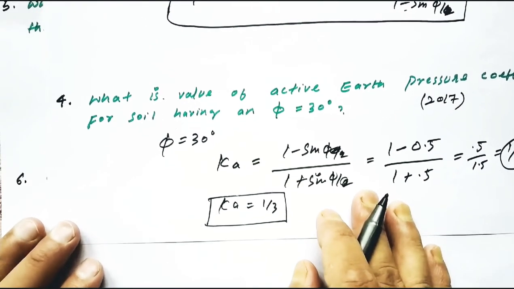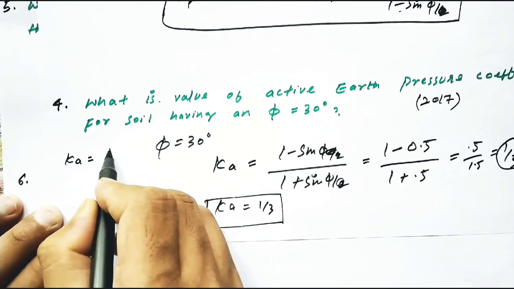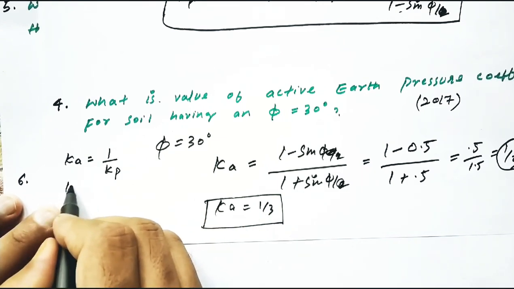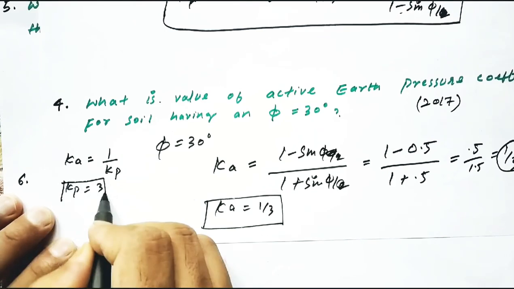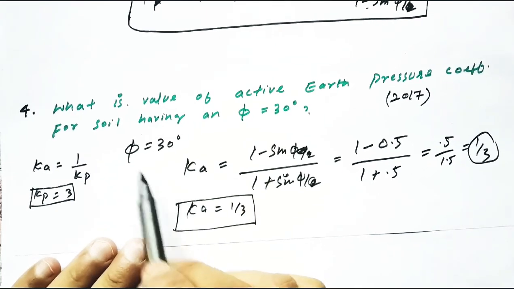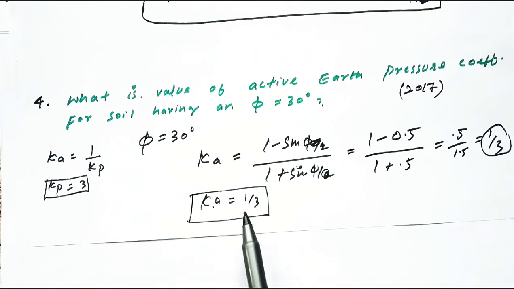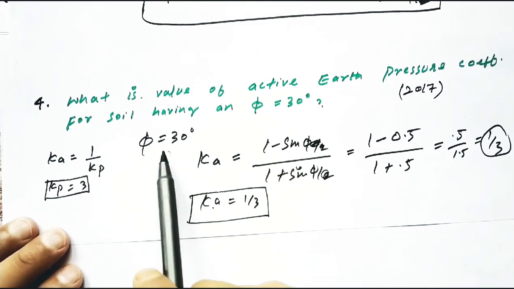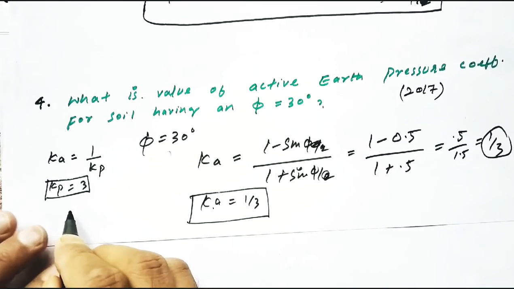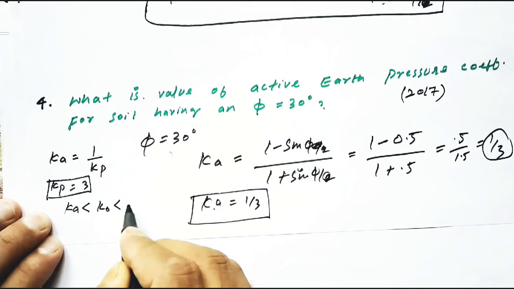So remember, I will tell you guys some important relations. Ka is always equivalent to 1 by Kp. Here Ka came out 1 by 3, so what will be the value of Kp? It will be equal to 3. Always remember, for examinations like SSC JE and GATE, you need to remember the value of Ka when phi is 30 degree. It is always 1 by 3. So remember in your mind, for angle of internal friction 30 degree, value of Ka is 1 by 3 and Kp is 3.